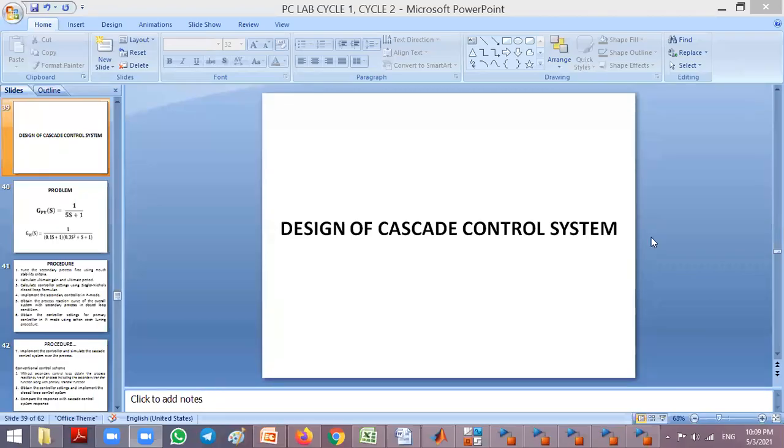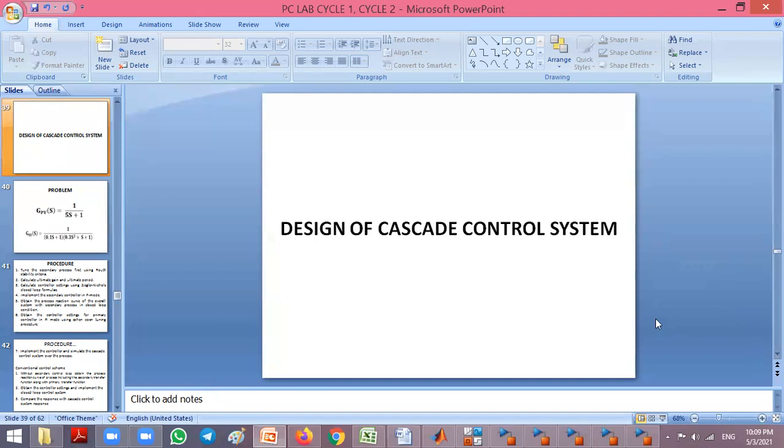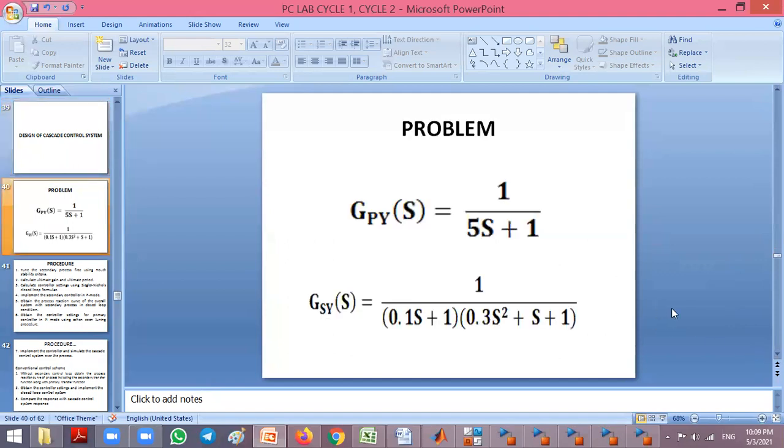Today's experiment we are going to see about the cascade control system. So, how will the question paper be given? Here, the problem will be given with G primary and G secondary.